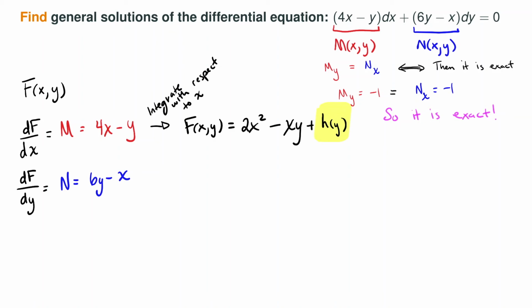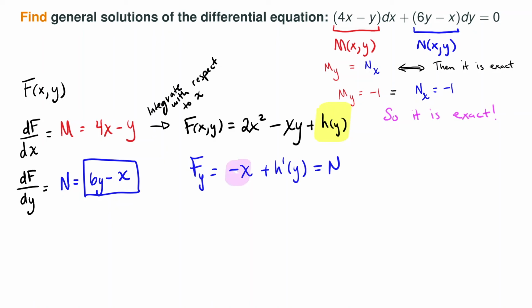The way we'll find this term solely in terms of y is, since this is our capital F, if we took the derivative of this with respect to y, we should get N back as a result. So let's take the derivative of F with respect to y. This first term is only in terms of x, so its derivative is 0. Minus, this derivative with respect to y would just be negative x, plus h prime of y. Now this needs to be equal to N, based on our result of this being an exact equation.